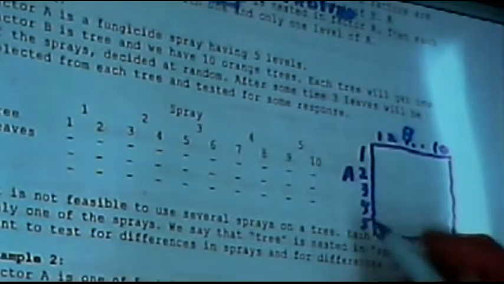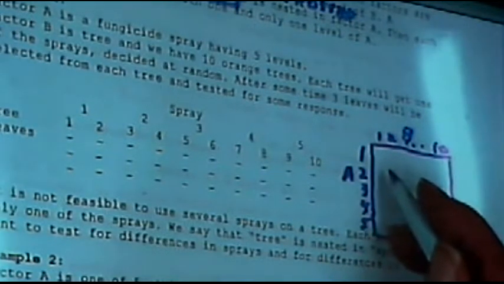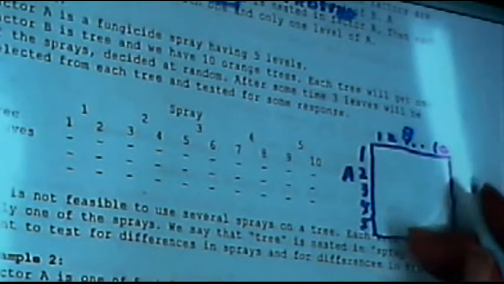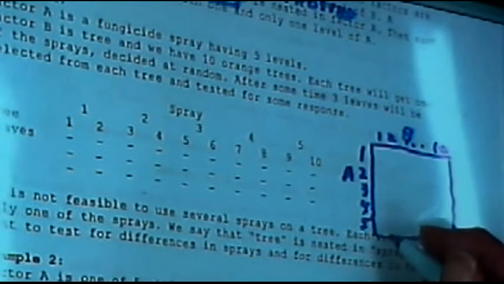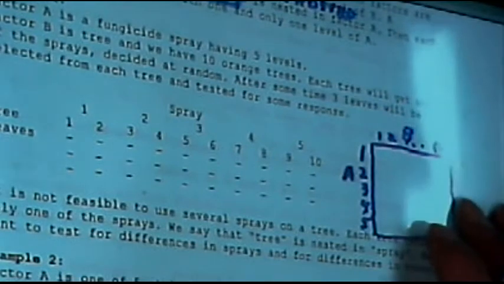Now, these two factors in this experiment are not crossed because each level of factor A does not operate with each level of factor B. That would say that each level of factor A, the fungicides, has to be applied to each of the trees. And that's not a practical thing to do. Each tree is going to get one and only one fungicide. So that's what's going on here.